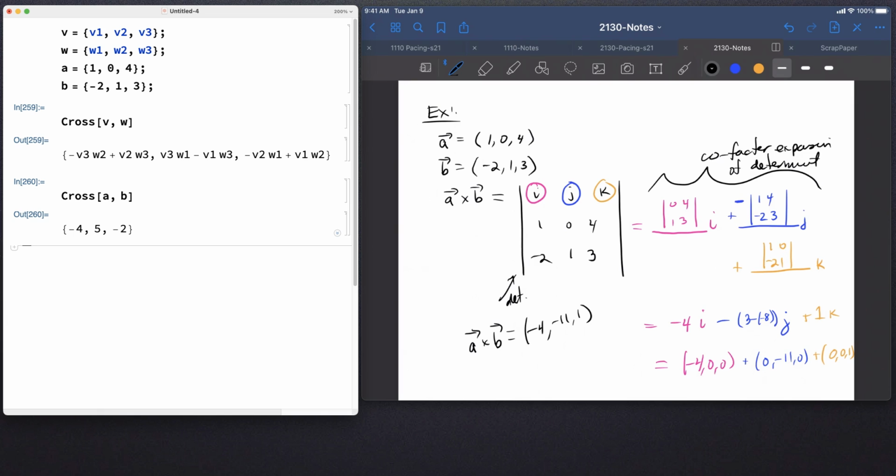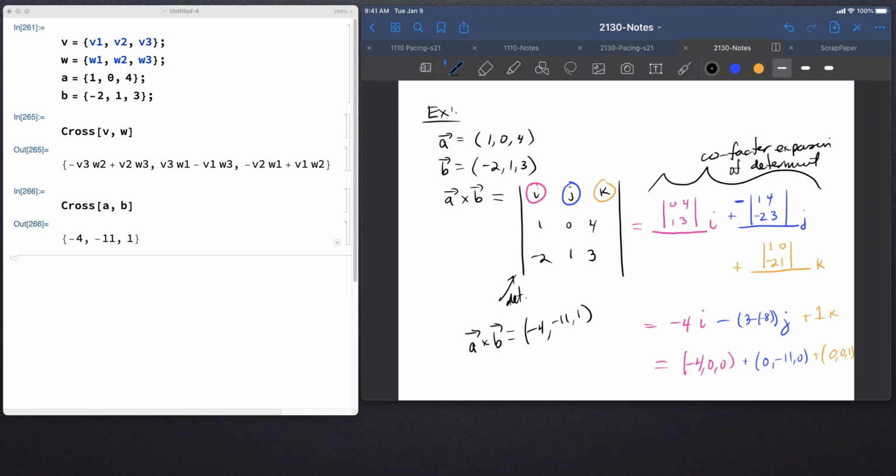Cross producting A with B. Alright, let me pause for a second and I will see if I can find my mistake. We're back. Everything was done correctly by paper, but for some reason the vectors A and B in the computer's memory must have been off. So we can see here that A cross B, when I reevaluate this, turns out to be negative 4, negative 11, 1. So the answers that we expected to get from our hand computations.